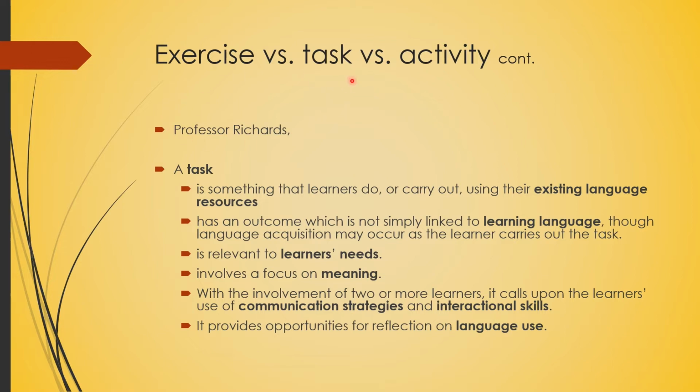Jack C. Richards said that a task is something that learners do or carry out using their existing language resources. So if you have some resources about your language, for example, if I talk about the English language, you have some knowledge about English, maybe the sentence structures, maybe some vocabulary, and based on this knowledge, if you carry out some action, those will be considered tasks, because a task has an outcome which is not simply linked to learning language, though language acquisition may occur as the learner carries out the task. So it doesn't only link to learning language; rather, you will be doing something, and by doing that thing you will be learning the language.